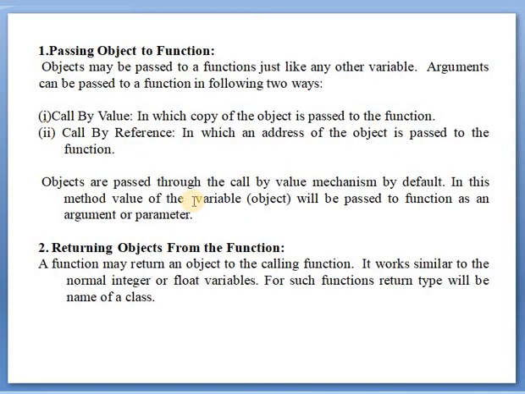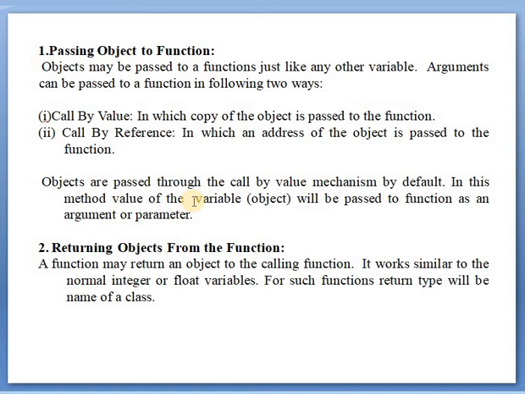So here are two different ways to pass an object as an argument. Passing an object to a function: an object may be passed to a function just like any other variable. Arguments can be passed to a function in the following two ways. First is call by value, in which a copy of the object is passed to the function, and call by reference, in which the address of the object is passed to the function.